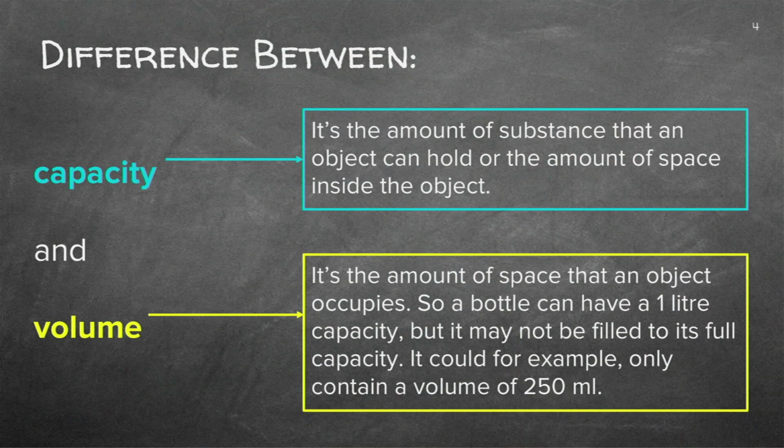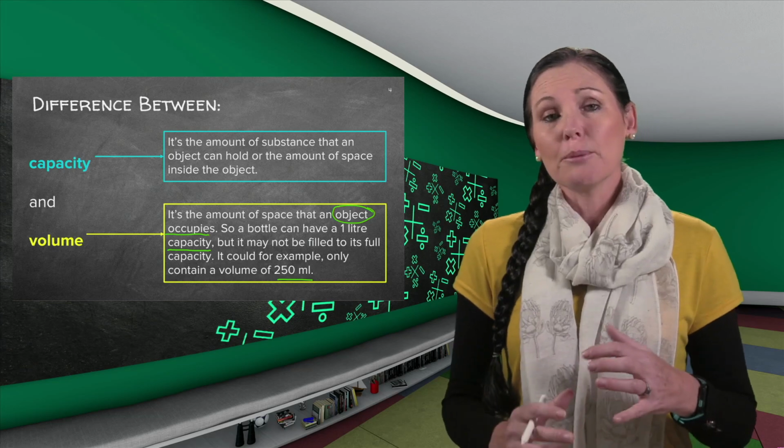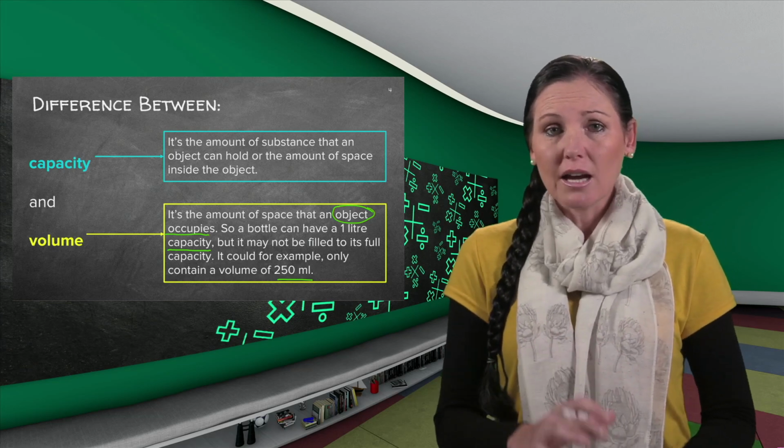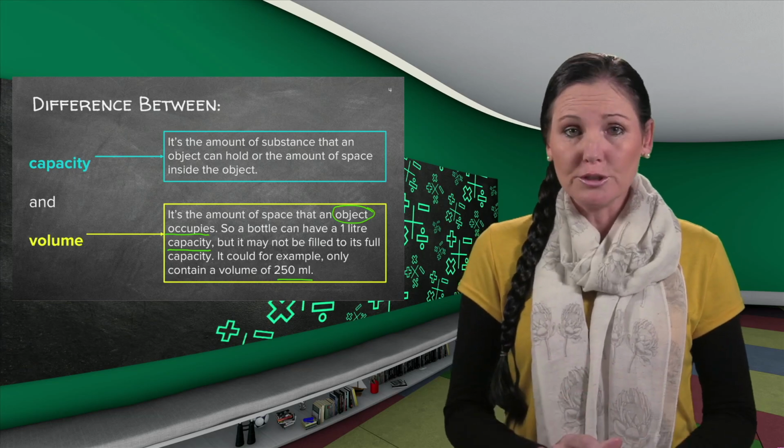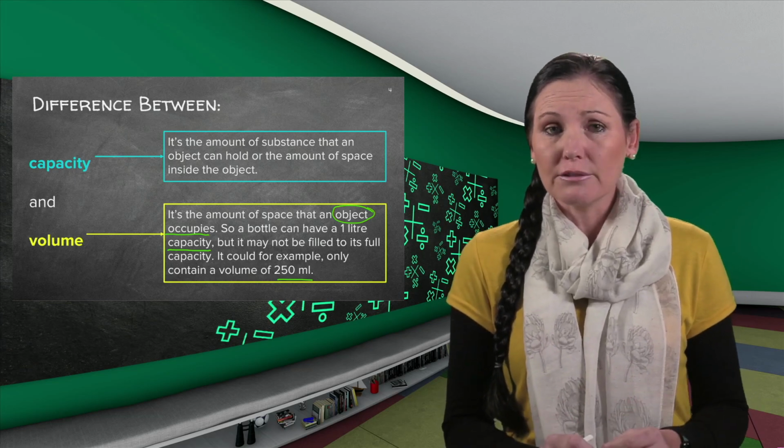Then volume. It's the amount of space that an object occupies. So a bottle can have a 1-liter capacity. So it's a 1-liter bottle, always a 1-liter bottle, but it might not be filled to its full capacity. So it might not be filled up to 1 liter. It could, for example, only contain a volume of 250 milliliters. So capacity is the amount of space inside a container, and the volume is how much of that space I am using. It's very important, boys and girls, to know the difference between the two.